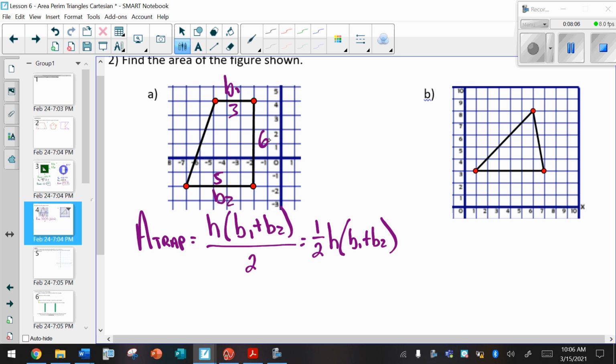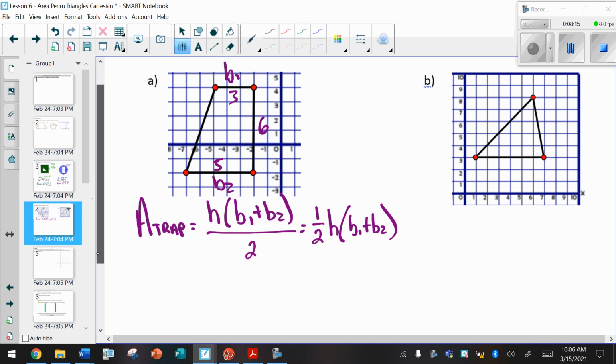Remember, the height is considered the perpendicular distance from one base to the other base. Since the bases are parallel, we just find the distance between those two parallel bases. That's our height. So now just plug in numbers into your formula.